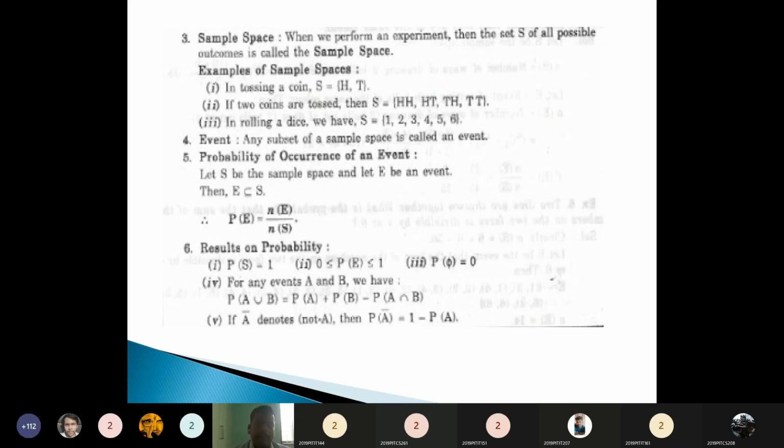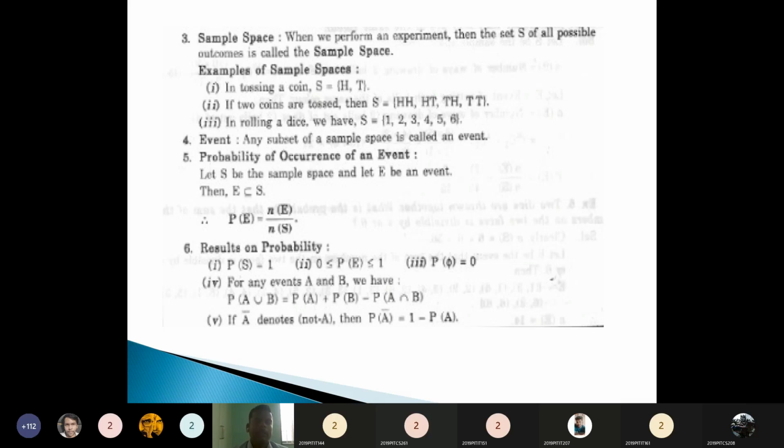Next, event. Any subset of the sample space is called an event. Some particular condition we can apply to reduce it. For example, in a single coin throw, you can take getting a head as our event. In two coins, you can define our event as getting two heads. Otherwise, at least one head as an event you can define. Getting at least one head is our event.